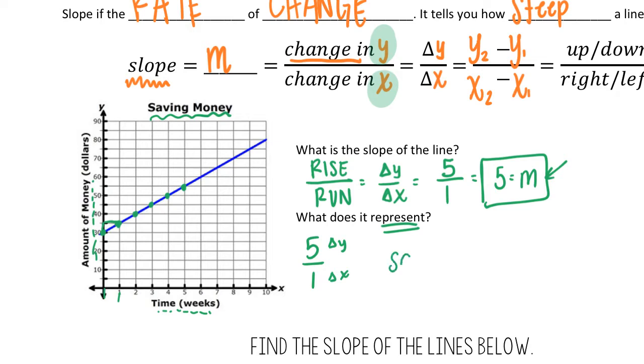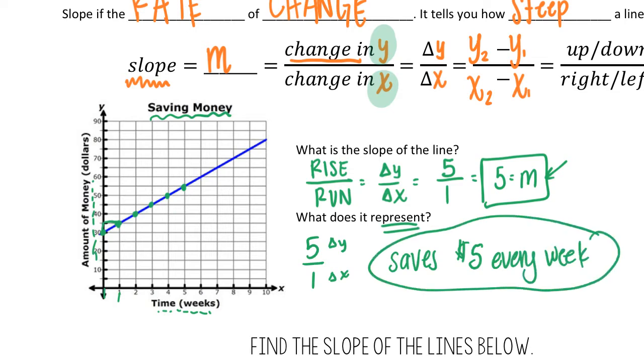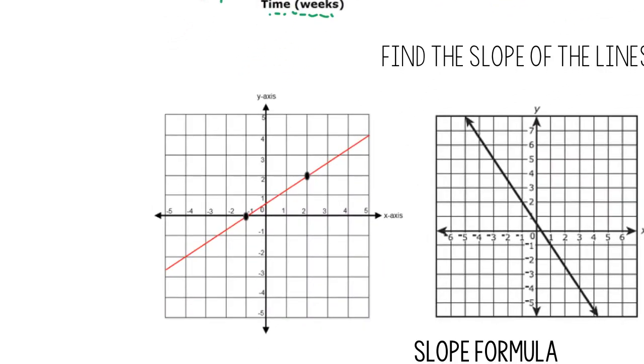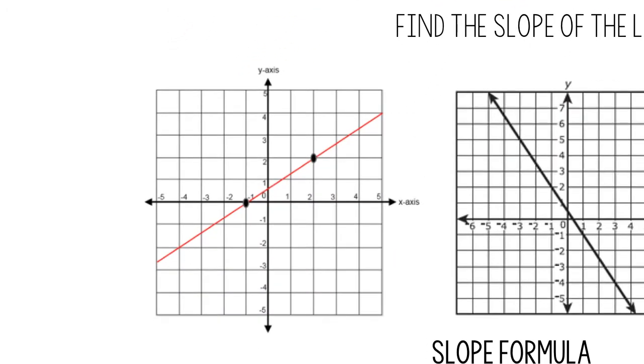So he saves $5 every week. You'll notice that in a linear function, that slope is not changing over time. There is a constant rate of change. The slope stays constant. Let's go down to the bottom, and these are not any context, but we're just going to practice finding the slope.